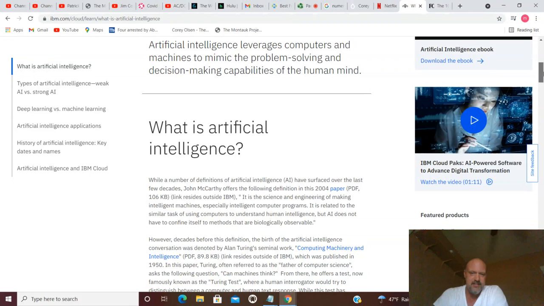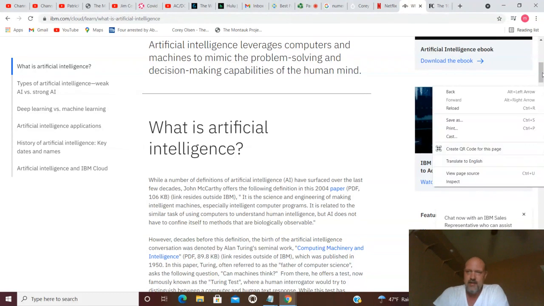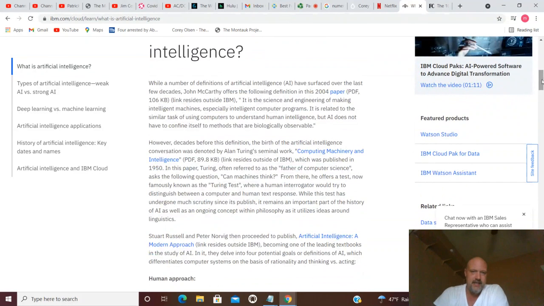It is the science and engineering of making intelligent machines, especially intelligent computer programs. It is related to the similar task of using computers to understand human intelligence, but AI does not have to confine itself to methods that are biologically observable. And it goes on to say that decades before this definition, the birth of artificial intelligence conversations was denoted by Alan Turing's seminal work, Computing Machinery and Intelligence. So this paper was often referred to as the father of computer science. Asked the following questions: can machines think?